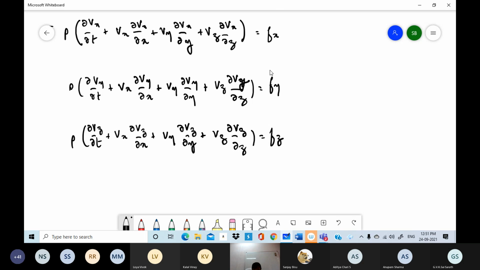If I consider the terms on the right hand side, these are the x, y, and z components of the vector f, where f is the vector force per unit volume. Its components will be fx, fy, and fz. So if I know the components of force in each direction per unit volume, that constitutes a vector which I can write as vector f, the force per unit volume. Similarly, these three expressions are the x, y, and z components of del v by del t.